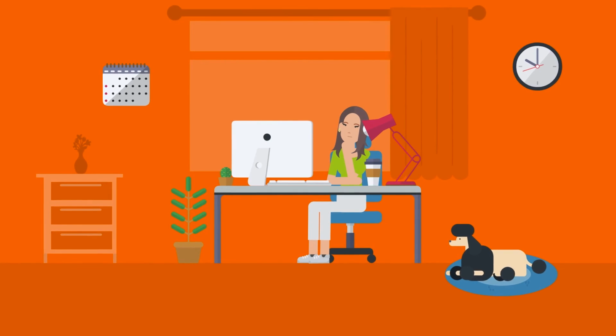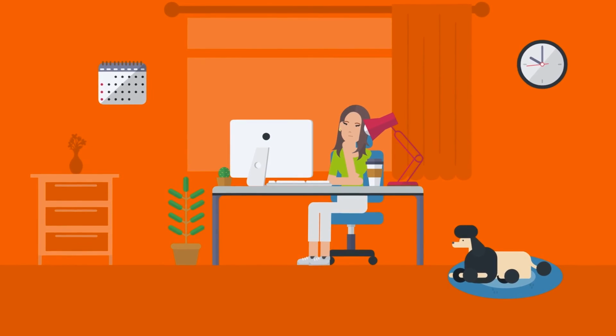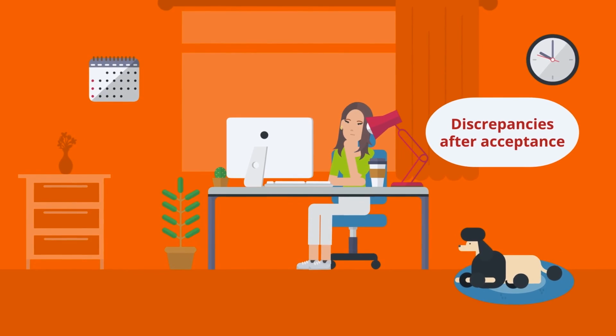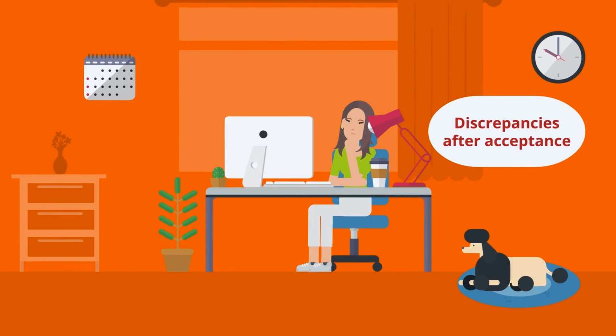If there are any discrepancies in the delivery, you will see a red message in the ASN Details next to Products, stating Discrepancies after acceptance.